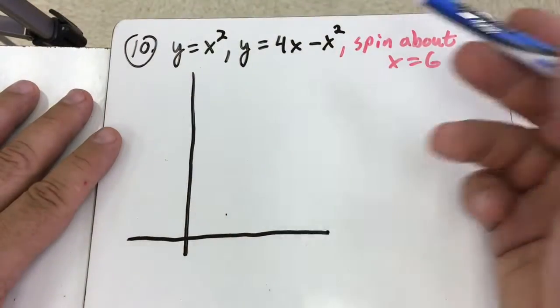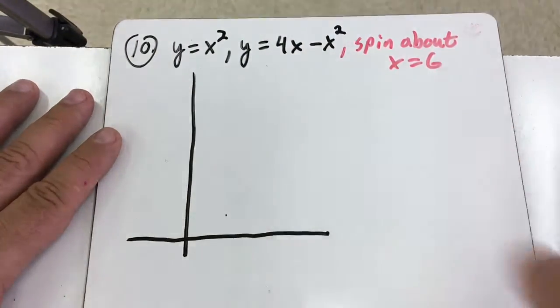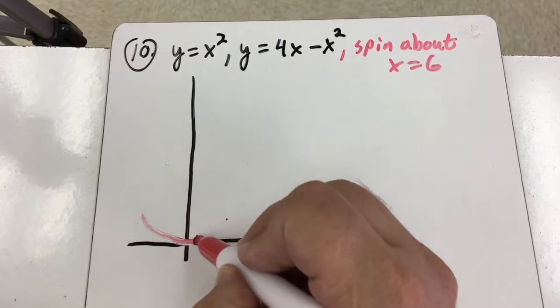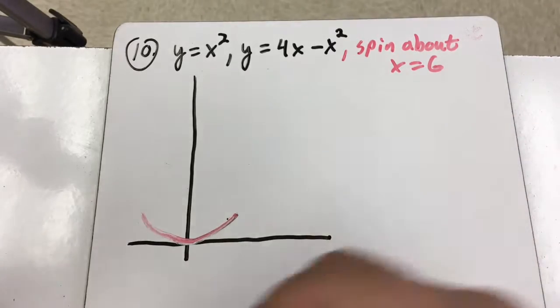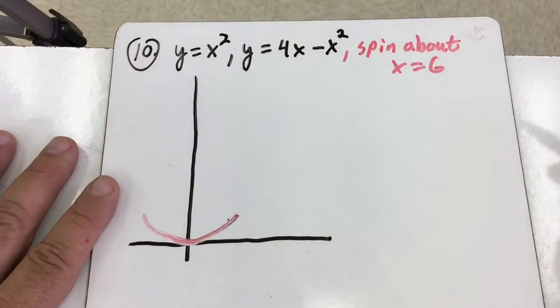Okay, for number 10, first I want to get a sketch of it. I know what that square is going to look like. It's going to be just a basic parabola, concave up going through 0, 0, but this one's a little tricky. And what I'm trying to do is find out where they intersect to get that shaded region. So what I'm going to do is set them equal to one another to find out where they intersect.